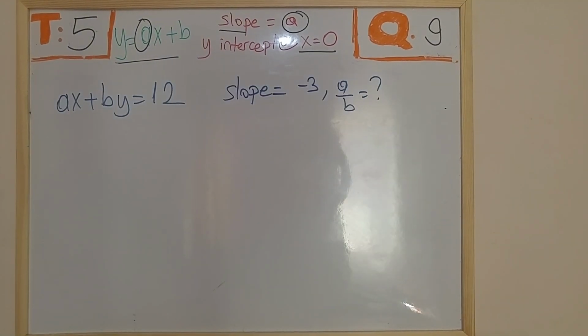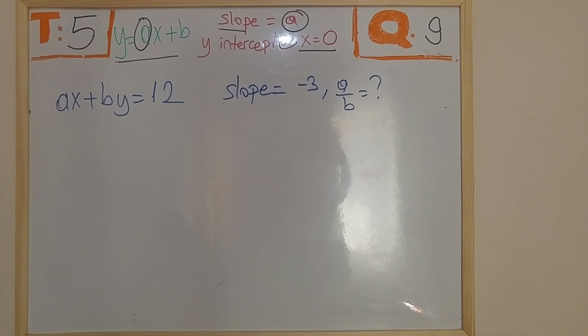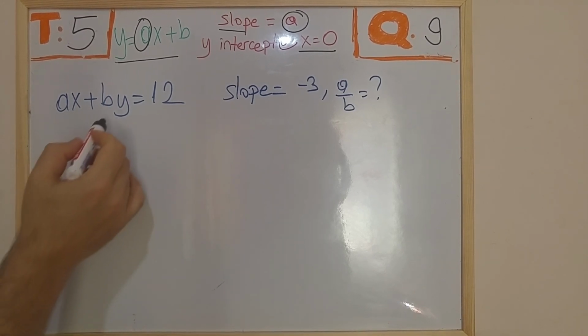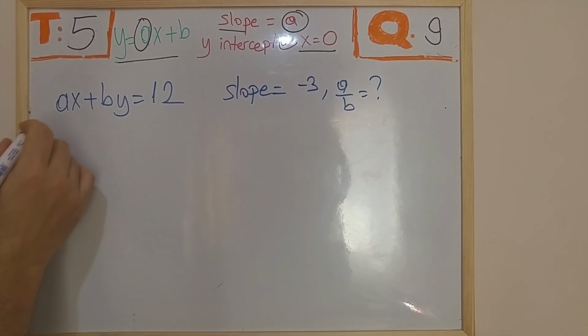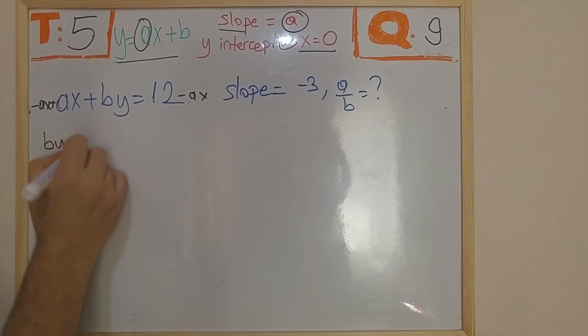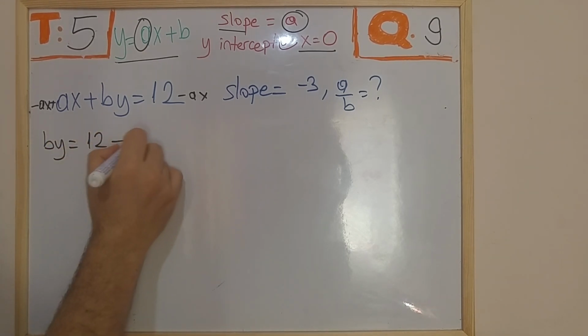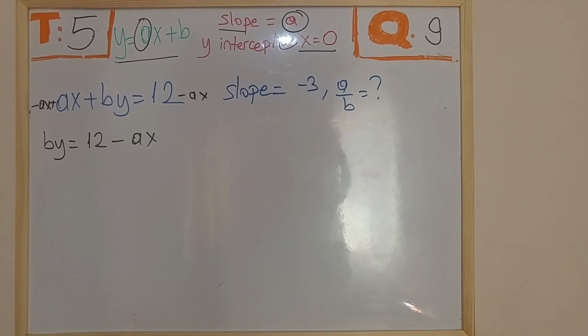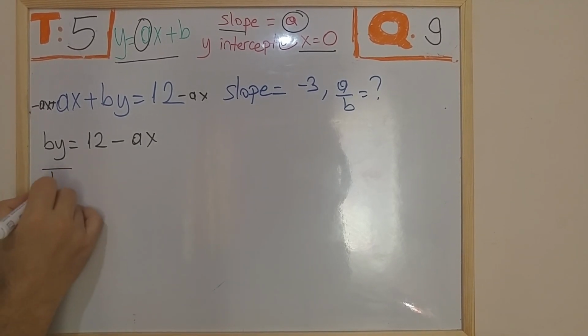In this question, we're given that the slope is equal to -3 and a/b is asked. Now let's find out the slope first. How can we do that? To find that out, we have to leave y alone. So we have to subtract ax from both sides, so that we have by = 12 - ax. Now we need to divide each side by b so that y is left alone.